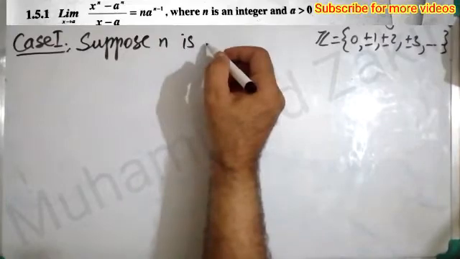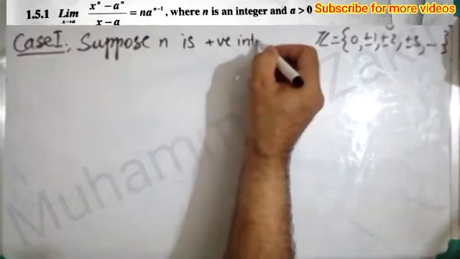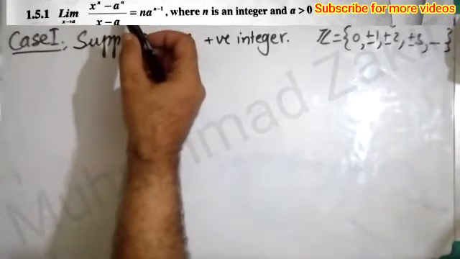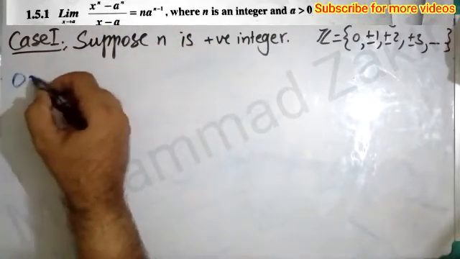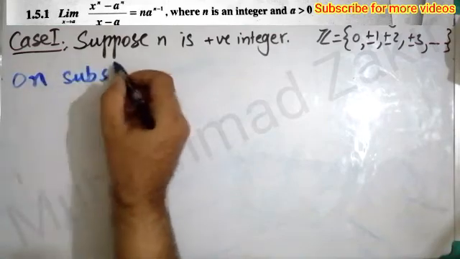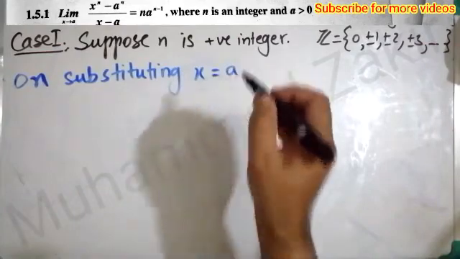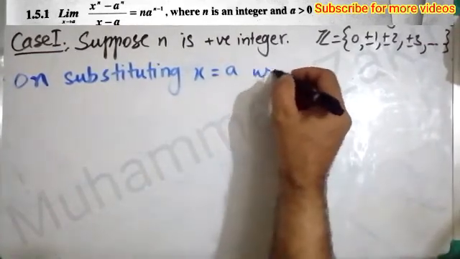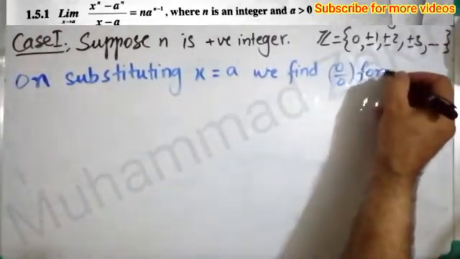Suppose n is a positive integer. We suppose n is a positive integer. When n is a positive integer, then how do we evaluate this limit? And the first step, we just substitute. So what we see on substituting x is equal to a, we find 0 by 0 form, which has to be avoided.